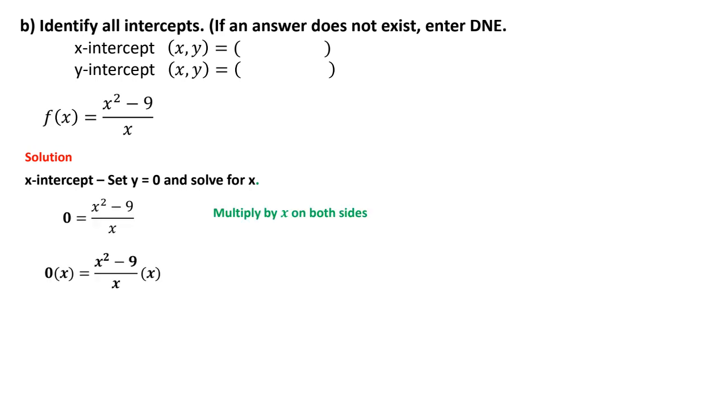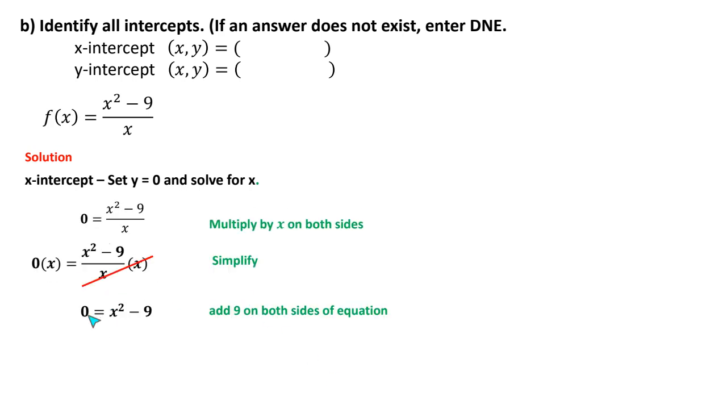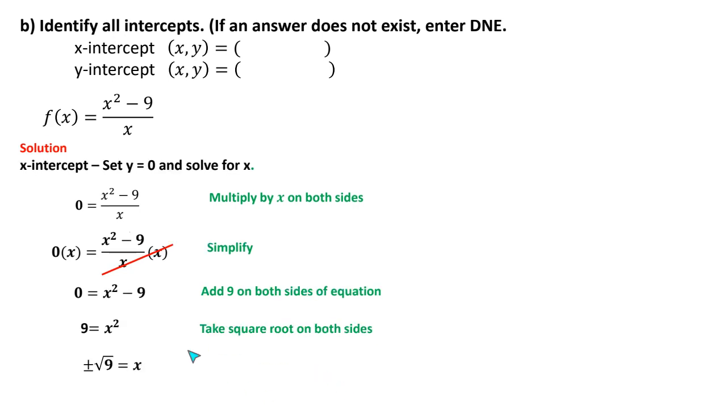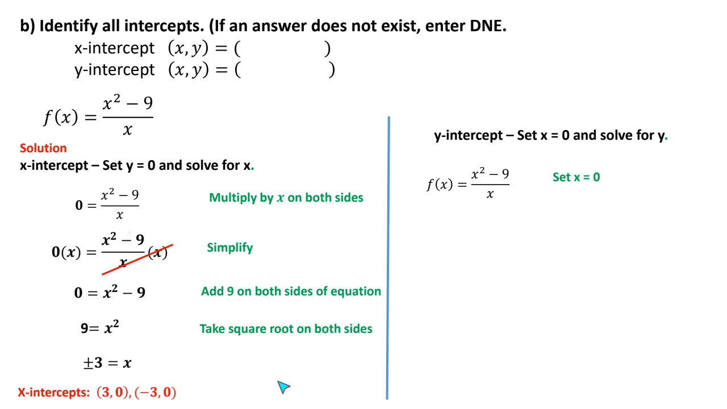Okay, so we get 0 is equal to x squared minus 9. Add 9 on both sides and take the square root. So we get x is equal to plus or minus the square root of 9, and the square root of 9 is 3. So these are going to be our x-intercepts.